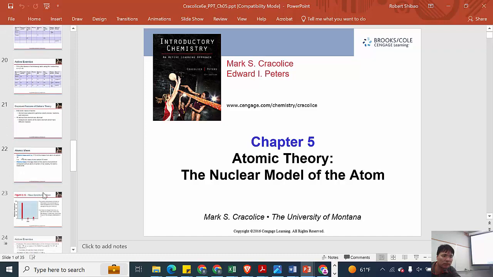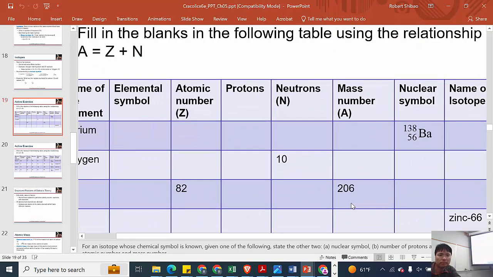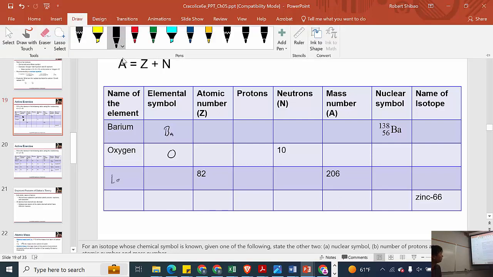Let's just start off with a clean sheet. So we have barium and then oxygen. And then what is element number 82? Lead. What's the symbol for lead? Pb. So we'll do that here.